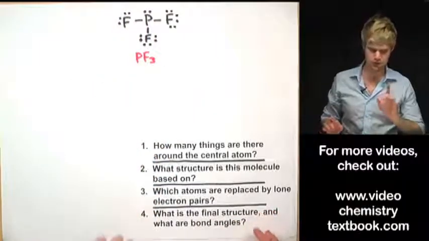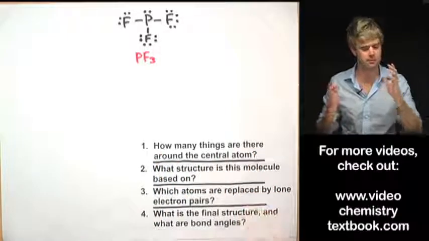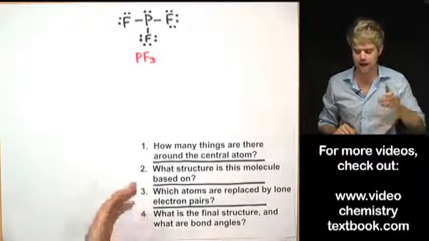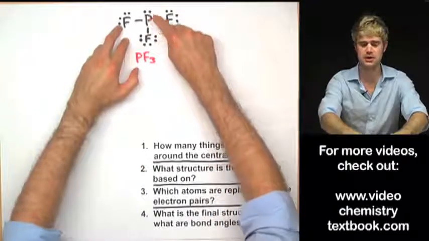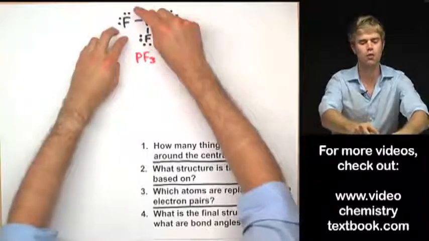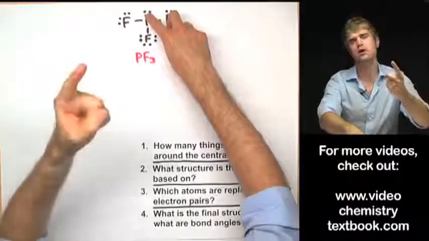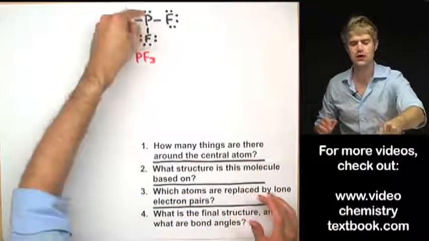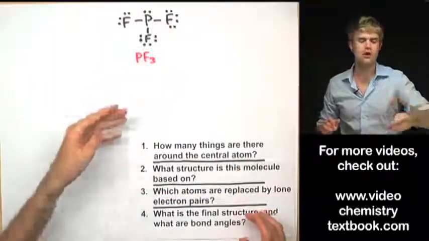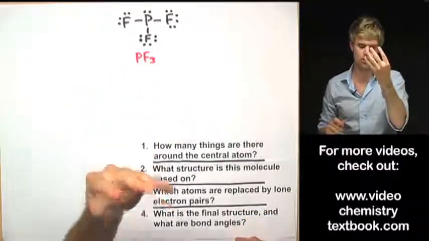Okay? So, the first question here is, how many things are there around the central atom? The first thing you always want to ask yourself. Here's the central atom. It's this P here. And it's surrounded by 1, 2, 3 bonds and 1 lone electron pair. So the things around the central atom can be either lone electron pairs or bonds. So the point is 3 bonds, 1 lone electron pair, 4 total things.